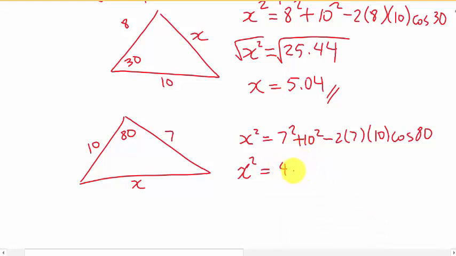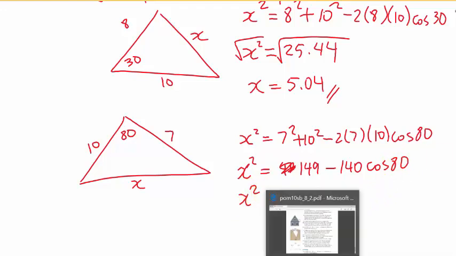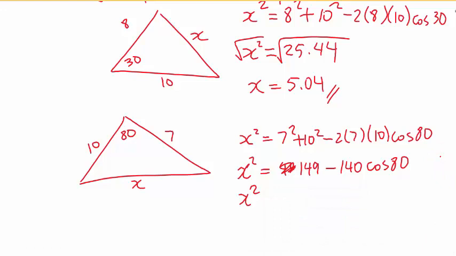Okay, 49 plus what? 100, so that's 149 minus 2 times 7 is what? 14 times 10 is what? 140 cos 80. Now a lot of students are tempted to do what, do you think? Subtract these two. You can't subtract those two.